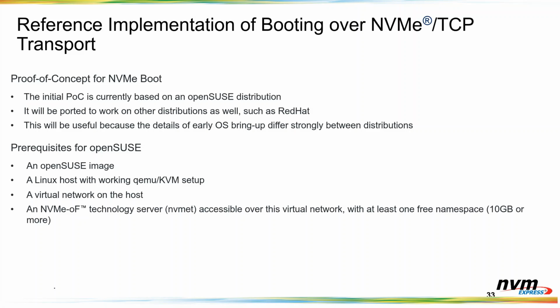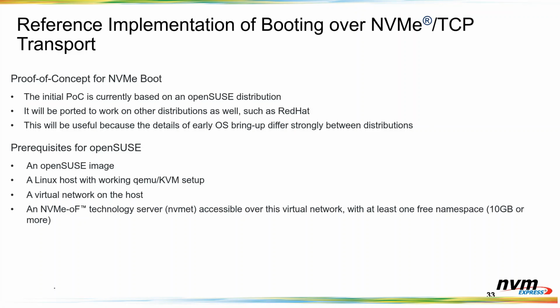So as we said, this reference implementation is the result of a lot of different work coming together. Our proof of concept for NVMe over Fabrics is initially based on the OpenSUSE distribution, and work is also ongoing to port it to other distributions such as Fedora. This work is both important and useful because the details of OS bring up strongly differ from distribution to distribution, and it requires a lot more community involvement.